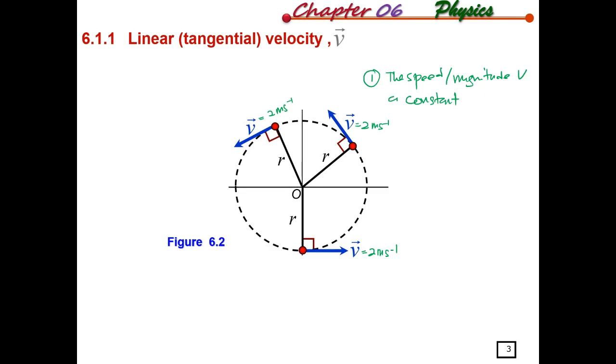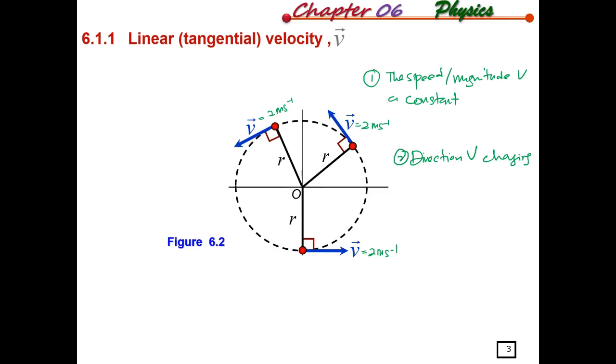The second point, we look at the direction. The direction of v keeps on changing. The first situation is going upward, the second situation is going down here, and the last position is moving to the right. So the direction of v is changing; it keeps on changing.